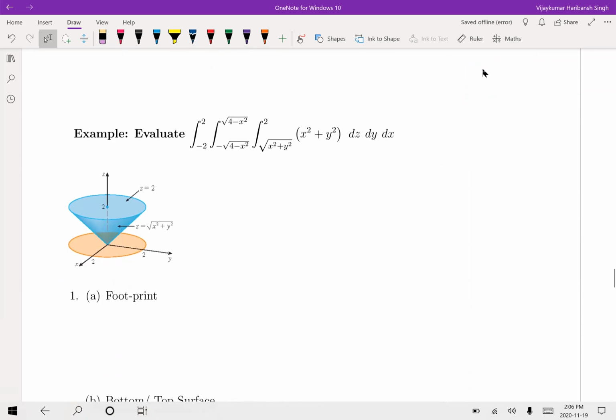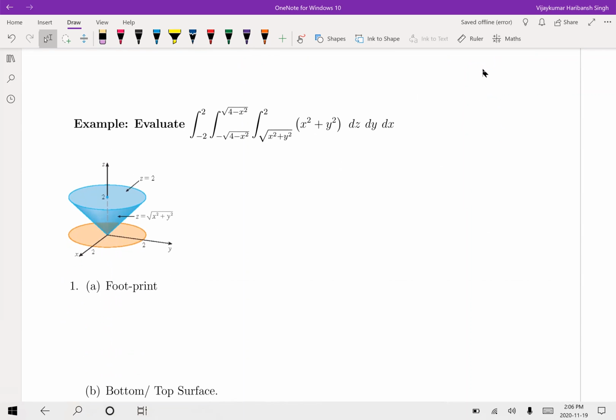All right. Now let's look at the next example. Suppose we are asked to evaluate this integral, square root of 2 to square. So your z goes from square root of x squared plus y squared to 2. Your y goes from this to this, and z goes from minus 2 to 2. And you want to evaluate this integral, right?